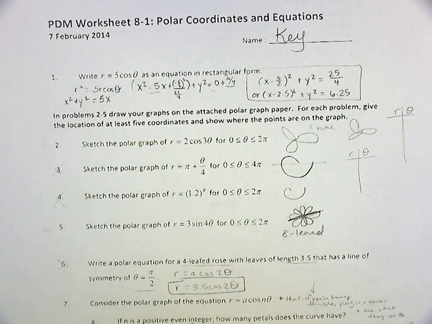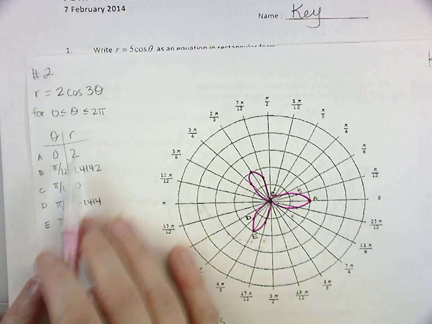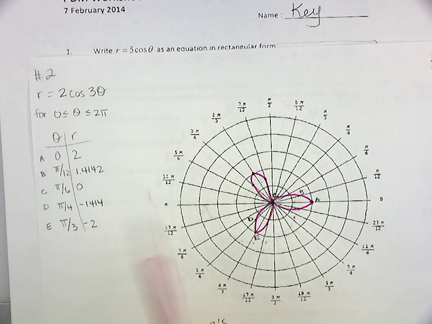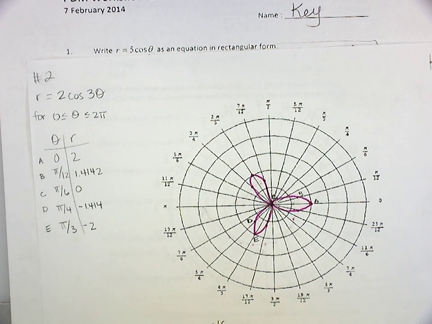All right, and then we are sketching your polar graphs. I'm going to show you some of my sketches. So for number 2, I just used some of the first points on my table, which you can get to in your graphing calculator. Do you guys need me to review with you how to get that table?